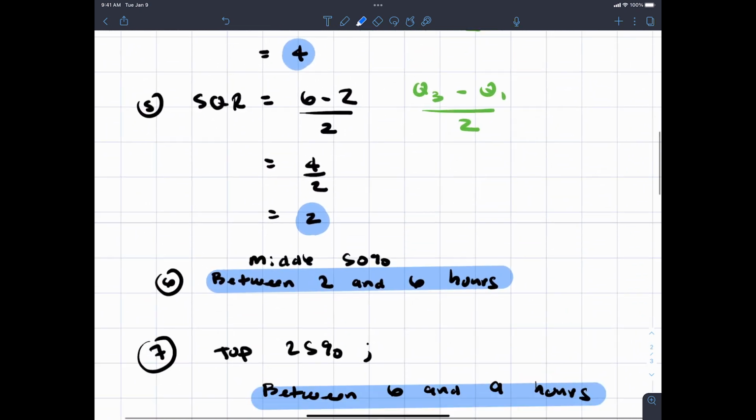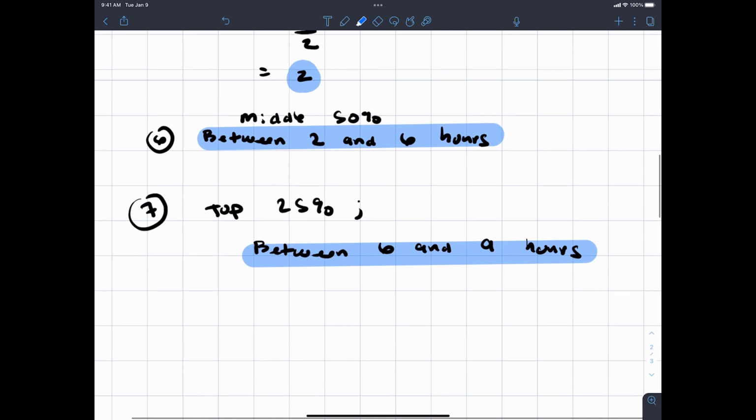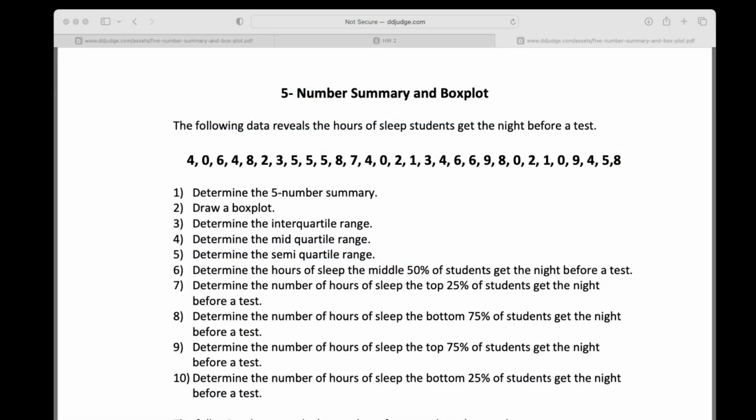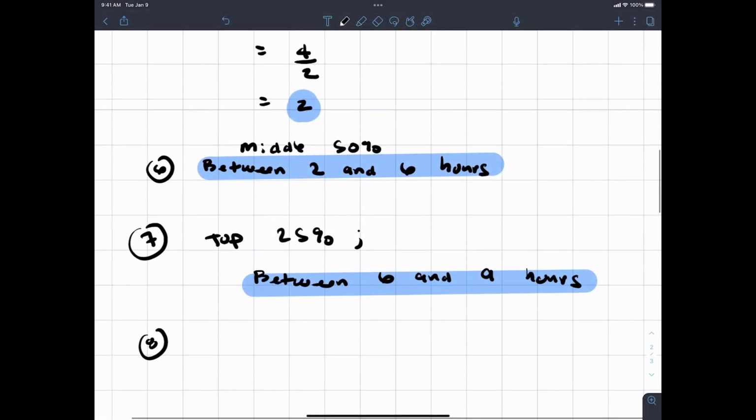So the next question, if you said, well, what's question number 8? Can you guys read question 8? What does 8 say? What do they say? Let's go to the browser. So for question 8, they say, determine the number of hours of sleep for the bottom 75%. Bottom 75%. So does anybody know, what do you think they mean by that?